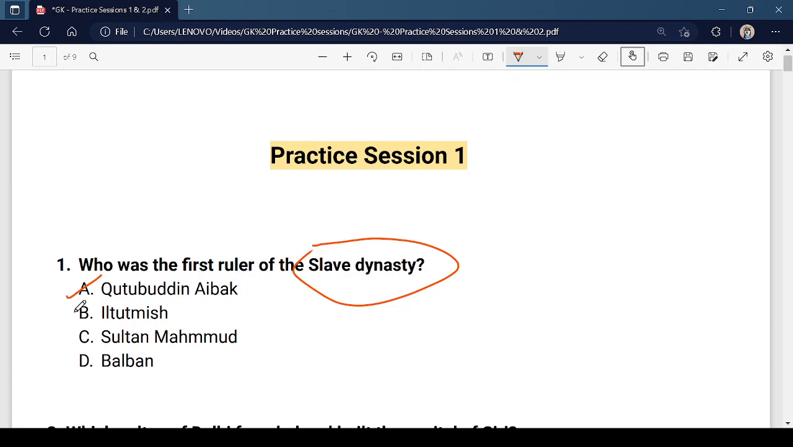Qutbuddin Aibak was a slave of Muhammad Ghori, who established the real power of Muslim rule in India. The Slave dynasty was the first of the dynasties to rule over India as the Delhi Sultanate. It was started by Qutbuddin Aibak in 1206. Let me write it: 1206 AD.